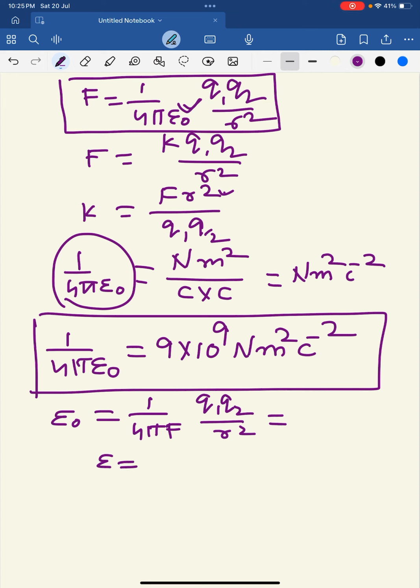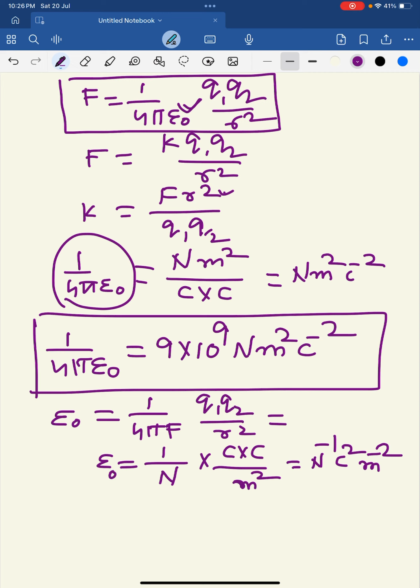Now I'm going to calculate the SI unit of epsilon naught. The SI unit of force is Newton, the SI unit of charge is Coulomb, into another charge, also Coulomb, divided by distance, meaning meter square. If you bring Newton to the numerator, it is Newton power minus 1, C into C means C square, and if you bring meter square to the numerator, it is M power minus 2. So this is the epsilon naught SI unit.